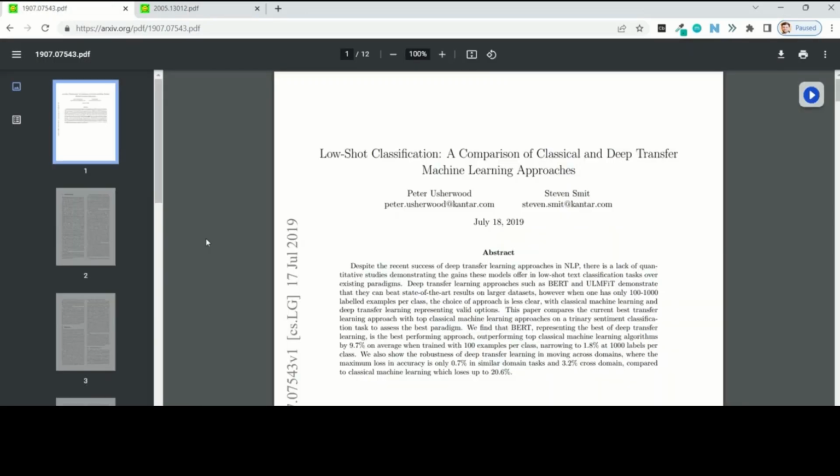And so the authors, Peter Usherwood and Stephen Smith, demonstrate in their paper that BERT can be just as amazing on data sets where there's only 100 to 1,000 examples per class, which was ideal for my own research because there were only a couple of hundred, even fewer for some of the outlier classes. And they compare BERT versus ULMFiT on a variety of classical methods, just the ones mentioned before in the previous paper.